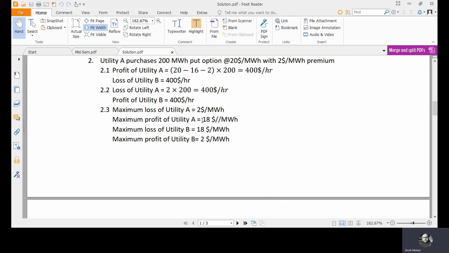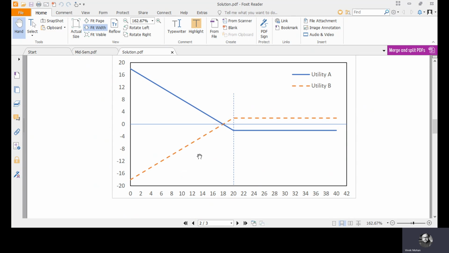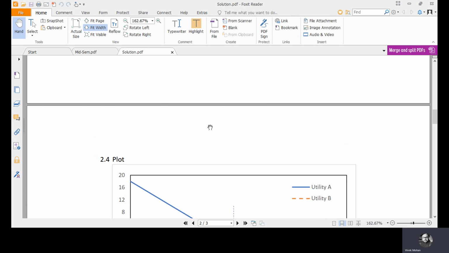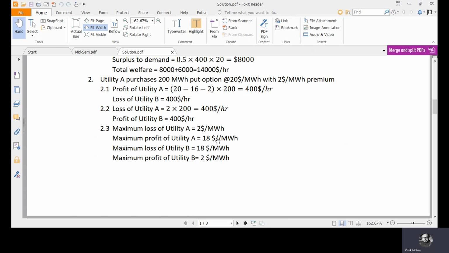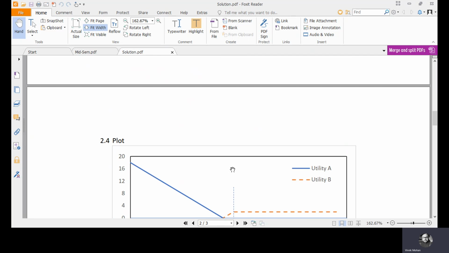Now the maximum profit of utility A happens at the spot price 0. What happens at spot price 0? At spot price 0, the strike price is 20 and 2 is the premium. So 20 minus 2, 18 is the profit for utility A. The corresponding loss for utility B is minus 18, right? So now here you can see the maximum profit of utility A is 18 and maximum loss of utility B is 18, or minimum profit of utility B is minus $18 per megawatt hour. That is what we get.